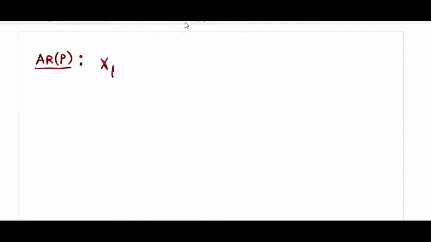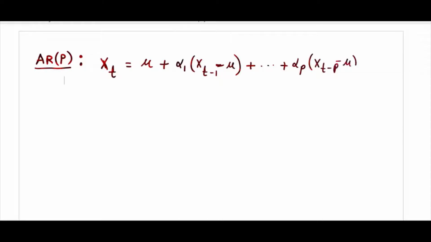Here xt will be equal to, we start with mu, mu plus alpha 1 (xt minus 1 minus mu), you can continue this one up to alpha p (xt minus p minus mu), plus et.